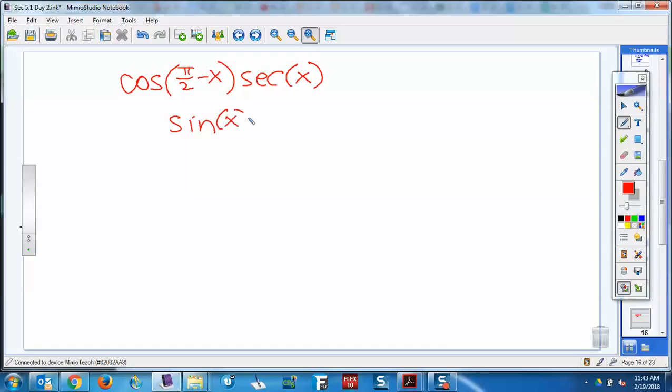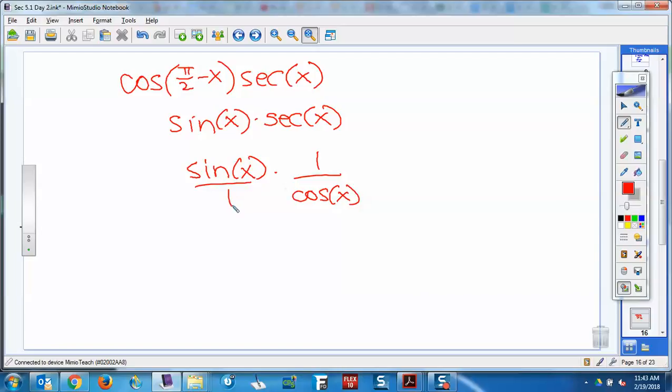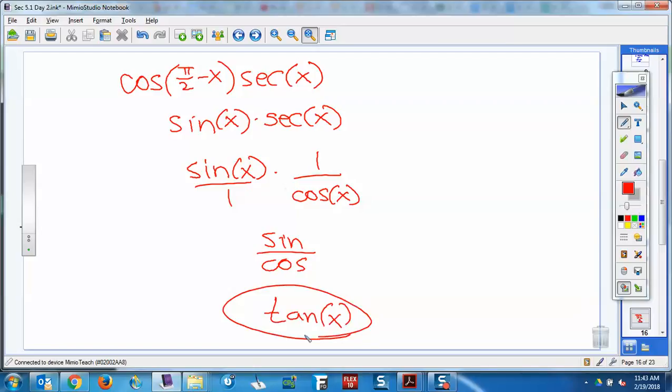Sine of x. Right? Now remember, the co-functions, whenever you get a 90 minus x, a pi halves minus x, you think of the co-functions, complementary: sine and cosine, tangent and cotangent, secant and cosecant, right? They're not reciprocals. So cosine of pi halves minus x is equal to sine x times secant x, okay? Well, secant x is the same as 1 over cosine x. Now we're multiplying these, so we can just multiply the top times the top and the bottom times the bottom. We get sine over cosine. What's sine over cosine? Tangent. So the whole thing just simplifies down to tangent. Okay?